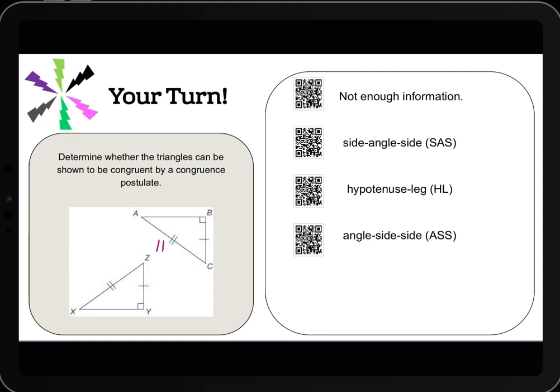So here you have hypotenuse and a leg because it's a right triangle pair. Hypotenuse and a leg, so the best answer is hypotenuse leg. They are in fact congruent given that example.